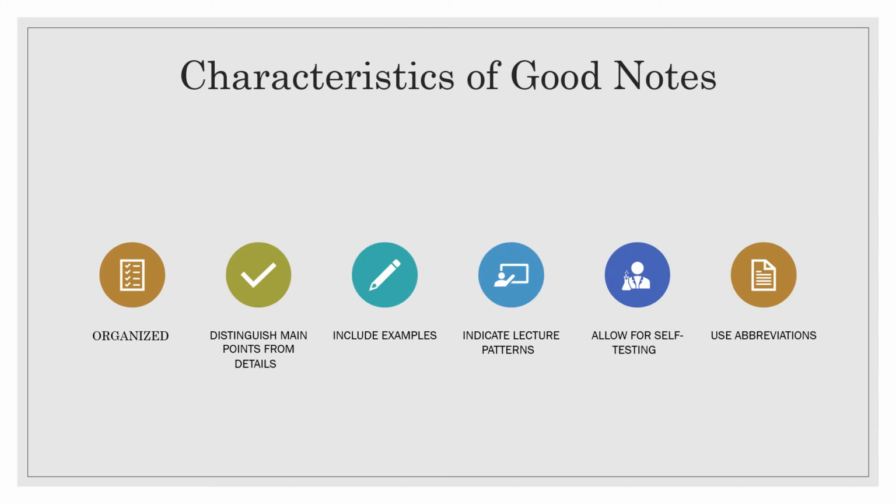What are some characteristics of good notes? Good notes are organized because the brain seeks organization, as we can remember. Good notes distinguish main points from details. It includes examples, indicates lecture patterns, allows for self-testing, and uses abbreviations. We're going to go into detail on each of these points and why this is important when taking notes.